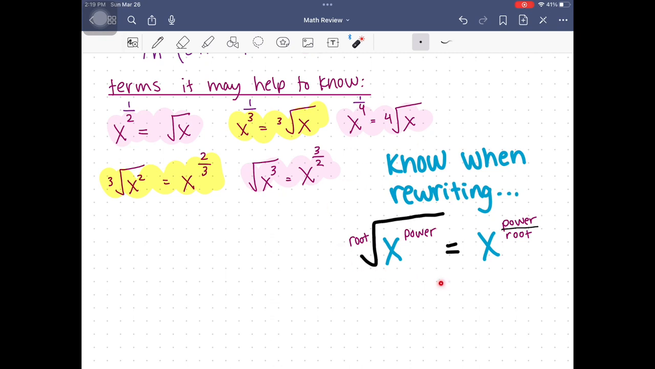And then knowing how to rewrite it, you're going to have your x to the power, and then it's going to be your root. This is also known as your index. It's going to be x power over root. One way that helps me remember this is roots. Like roots go down, right? These are like little roots on a tree. So the root is going to be the bottom of the exponent.